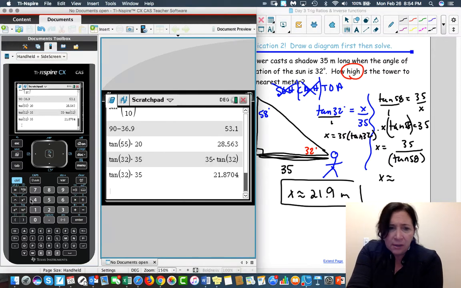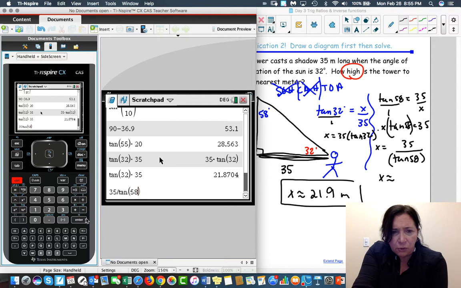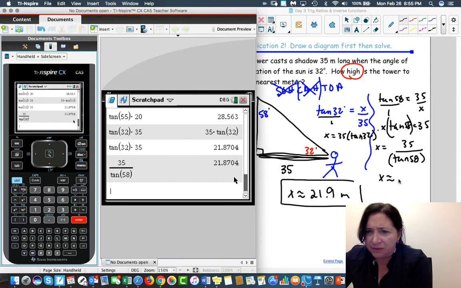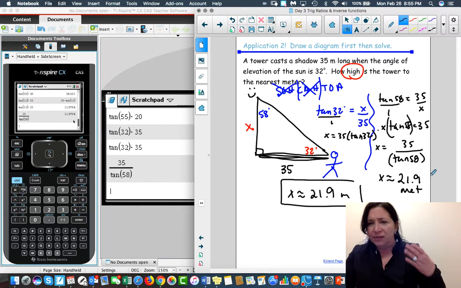So we're going to go tangent, actually, I'm going to do tangent of 35. But before I do that, I'm going to come over to the other side and I'm going to say 35 divided by tangent of not 35, but 58. There we go. Now I have the right number. 35 divided by tangent of 58. I'm going to go control, approximate, and I get the same answer. Do you see that? 21.87. So that's about 21.9, and that's meters. So I get the same answer.